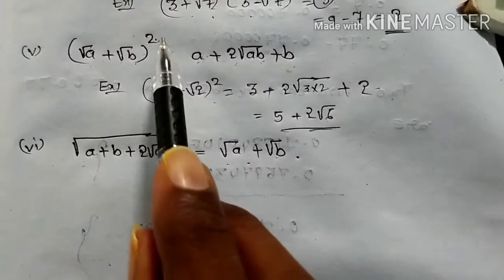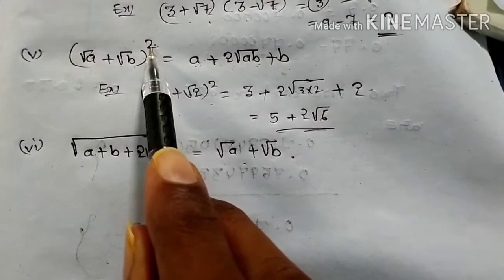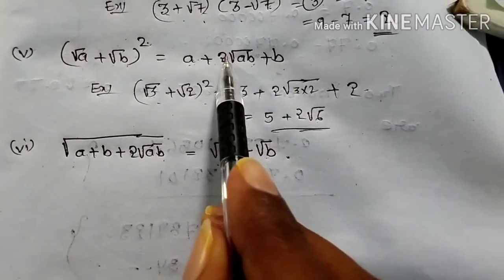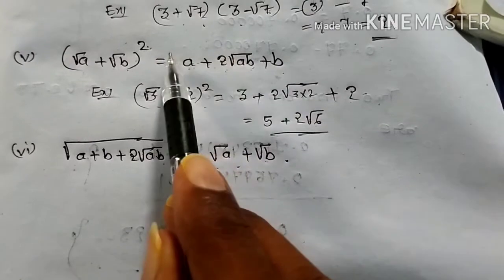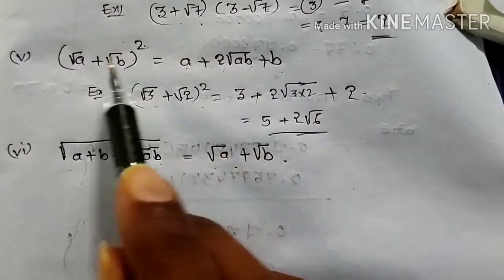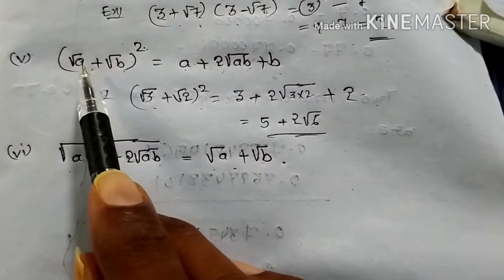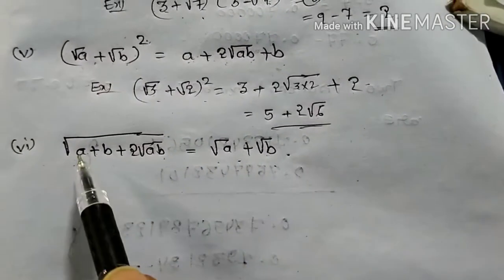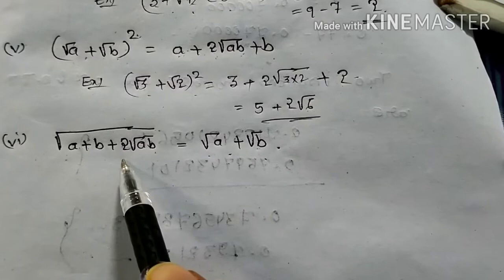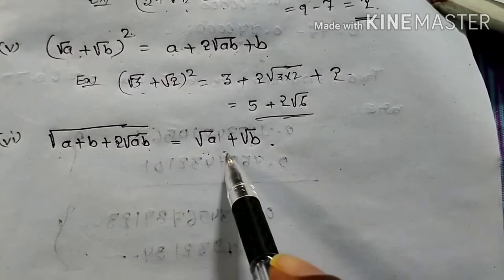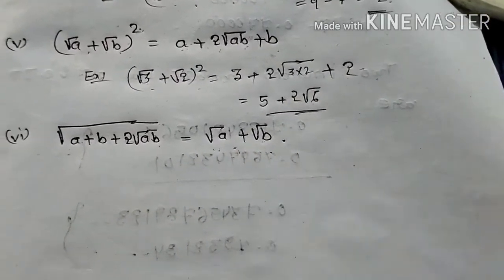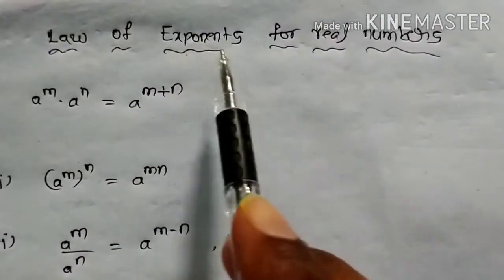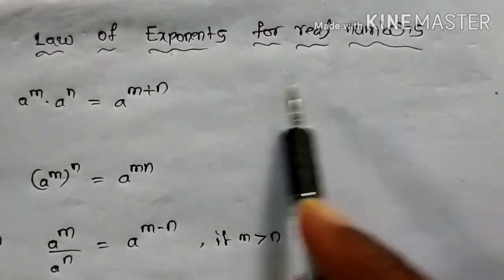Just observe here. If I move this square root to the other side, it will become a square root, or not? Then the left side answer will become square root A plus square root B, or not? Yes, you can remember this formula: square root of A plus B plus 2 root AB is equal to square root A plus square root B. Now you can see here the laws of exponents for real numbers.